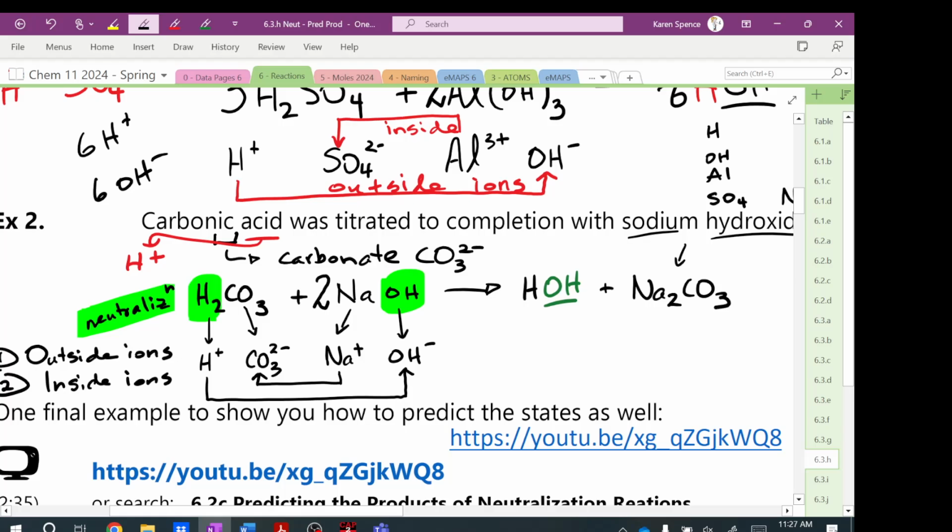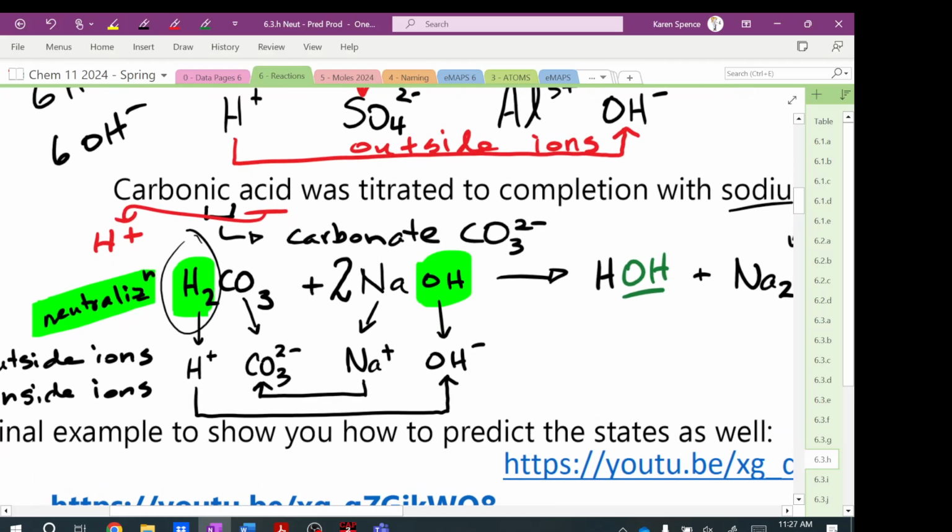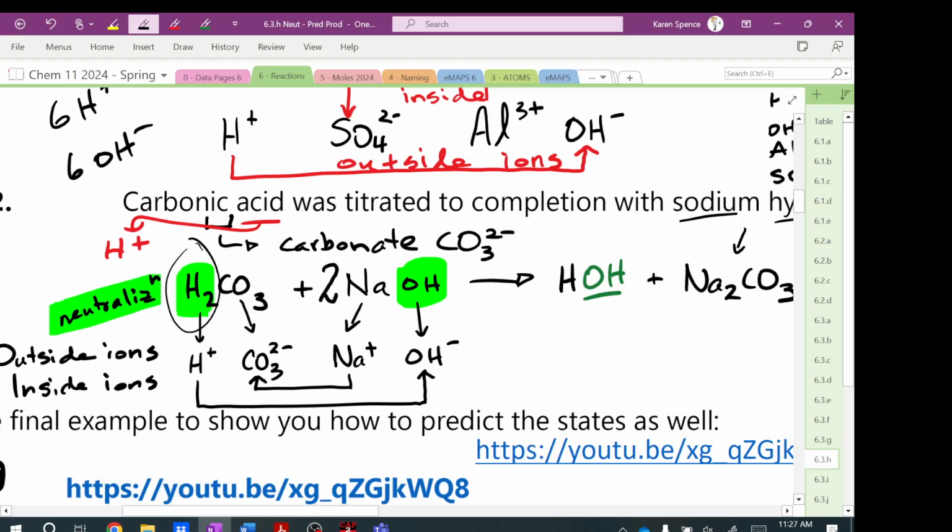And once I've balanced whatever is in the salt, I can just say I need the same number of hydrogen and hydroxide and water. How many hydrogen here? 2. How many hydroxide here? 2. So how many water do I need? 2. Okay?